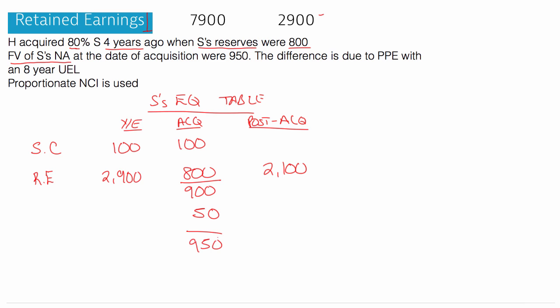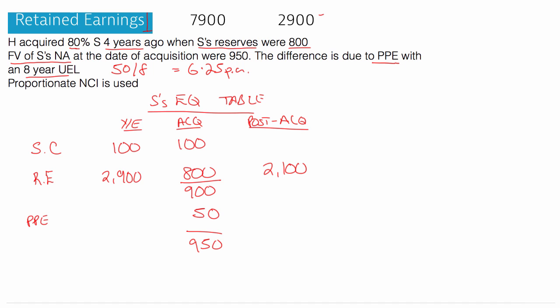And I need to know what caused that 50. What was in the books that had a fair value higher of 50? And it says it's due to PPE with an 8-year useful economic life. So PPE, an 8-year useful economic life, so an extra 50 divided by 8. So let's have a look at that. 50 divided by 8. That will give me my depreciation for the year, which is 6.25 per annum, and I acquired it 4 years ago.